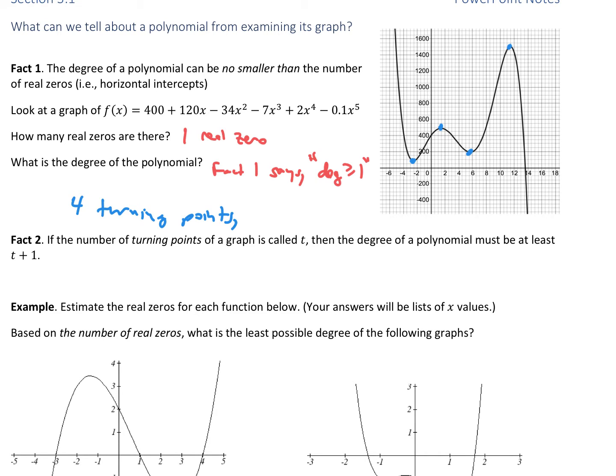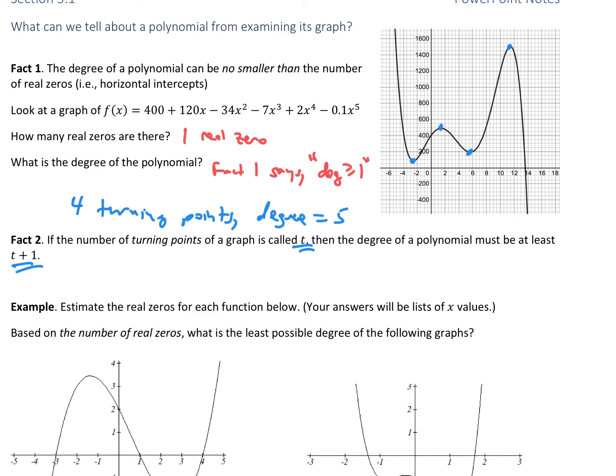And since we know what this is the graph of, we know the degree of this graph is 5. And so this is always going to be a relationship. And again, it's going to be a bound. It's not going to be the exact number. But in general, if I know how many turning points I have, so we call it t, then the polynomial has to have one more degree than that.